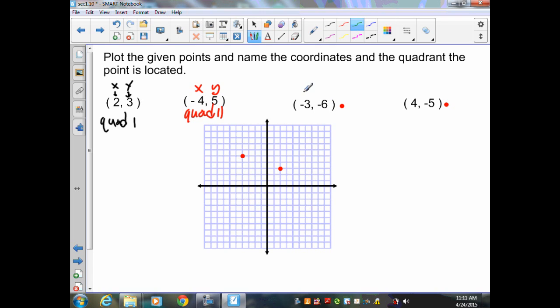My next example, -3, -6. This is my x-coordinate, and this is my y-coordinate. And now I want to plot that point. -3, -6. Go to the origin, move 3 units to the left, 1, 2, 3, and down 6. 1, 2, 3, 4, 5, 6. And that is in quadrant 3.